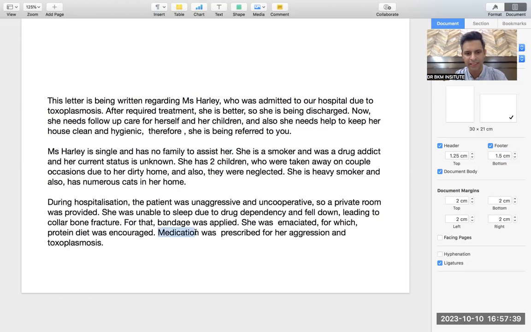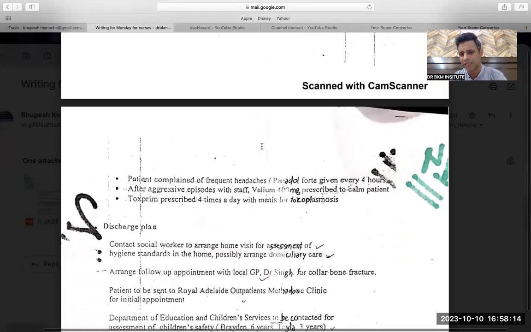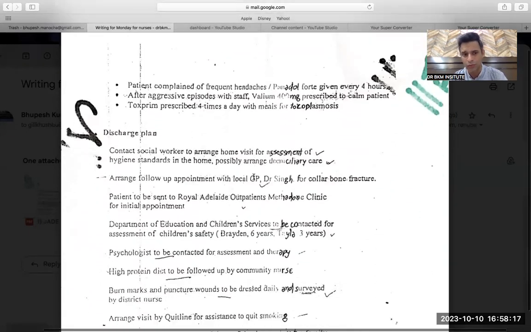If you want to write medications alone, then you can say Valium. You don't have to describe too much of the dose to the community health nurse, because she will give the dose. So prescribe Valium for aggression and Toxoprime for toxoplasmosis. So you can also say Valium for her aggression and Toxoprime for toxoplasmosis were prescribed. You can shuffle the sentences according to your comfort and convenience. So now this paragraph is also over. Even if I missed one or two lines like headache, I don't feel that is too important. So you can miss it.